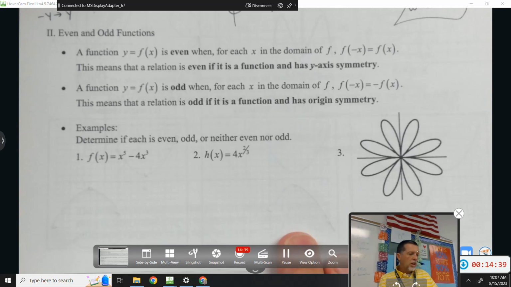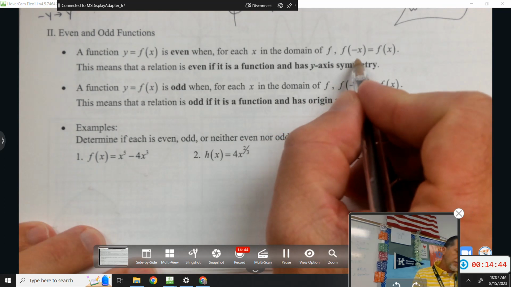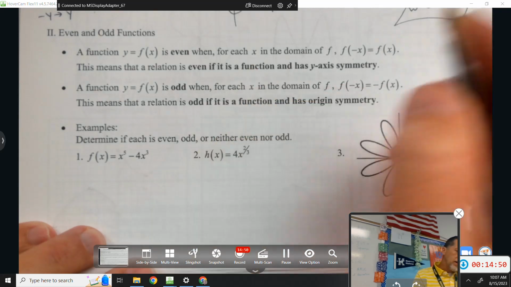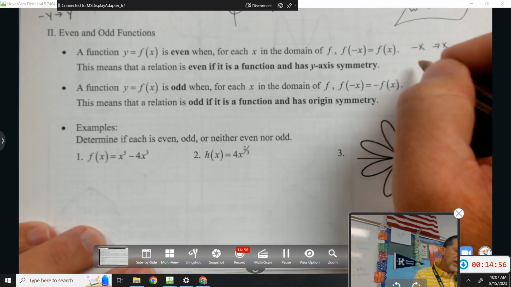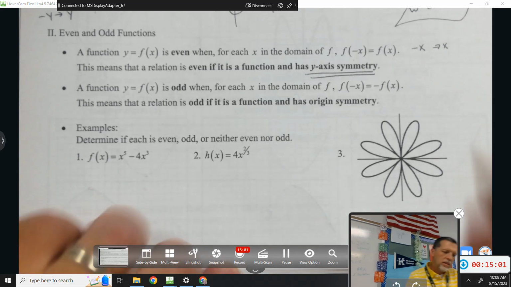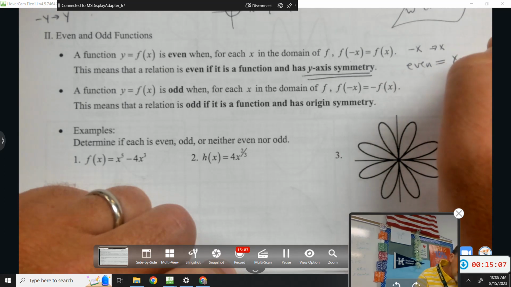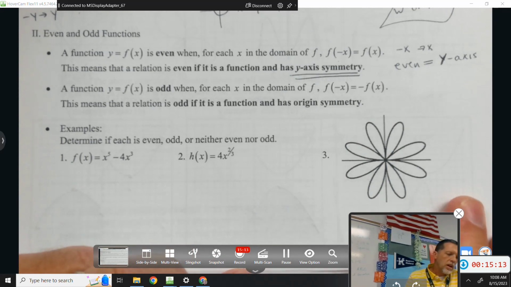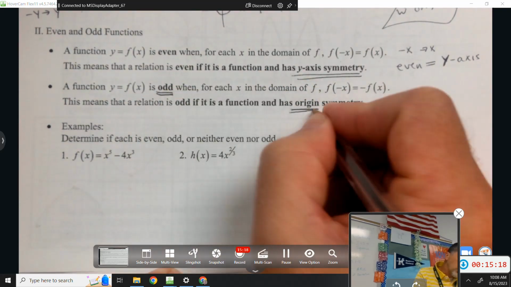All right, even and odd function. An even function is when for each x in the domain, f of negative x equals f of x. Which is another way to say, if you plug in negative x for x and you get the same thing. So even function is the same as y-axis symmetry. So that's probably the easiest way to say it. Even is the same thing as y-axis symmetry. Odd is the same thing as origin symmetry. The O's go together: O, odd, O, origin.